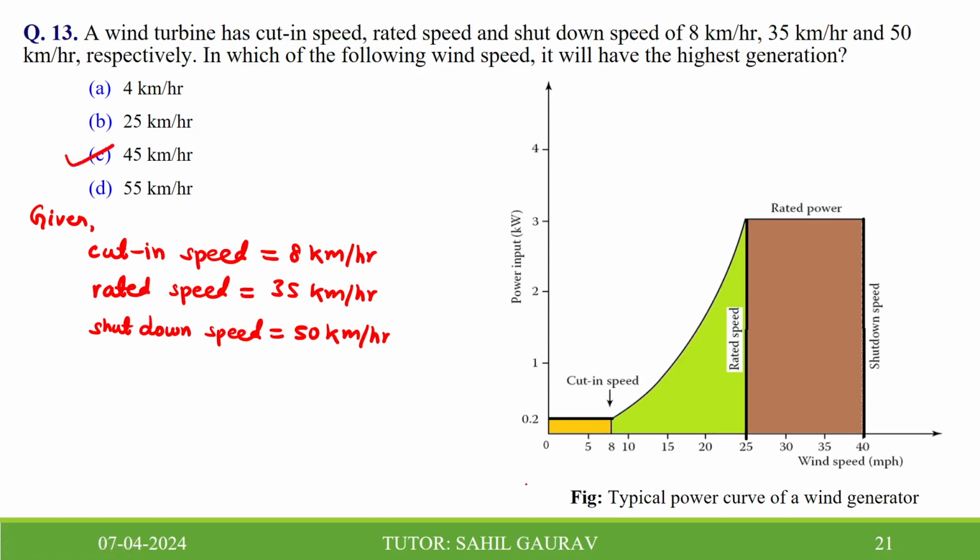And for this problem, the cutting speed is the same, 8 km per hour. So in place of miles per hour, you can write kilometers per hour. And the rated speed is not 25 to 35 km per hour. And for the shutdown speed, it is given as 50 km per hour. So between 35 and 50, only one option is coming, 45 km per hour. So therefore it is the correct answer.